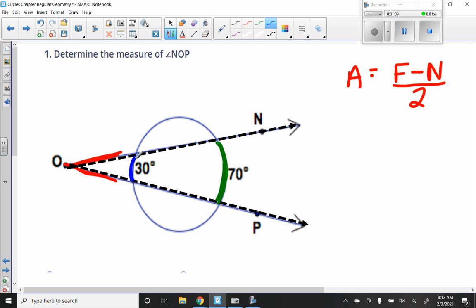So the formula to find the angle, putting our numbers in, far minus near divided by 2, is all there is to it. This is an easy level question. It doesn't get much easier than this. It's just 70 minus 30 divided by 2. Your answer will be 20.